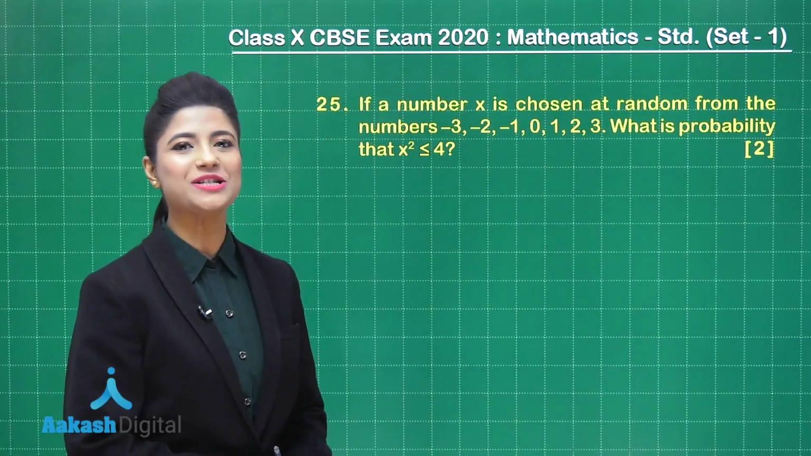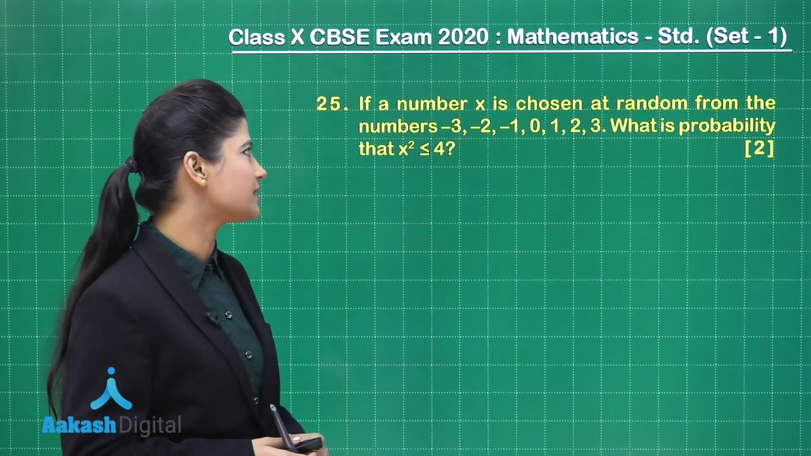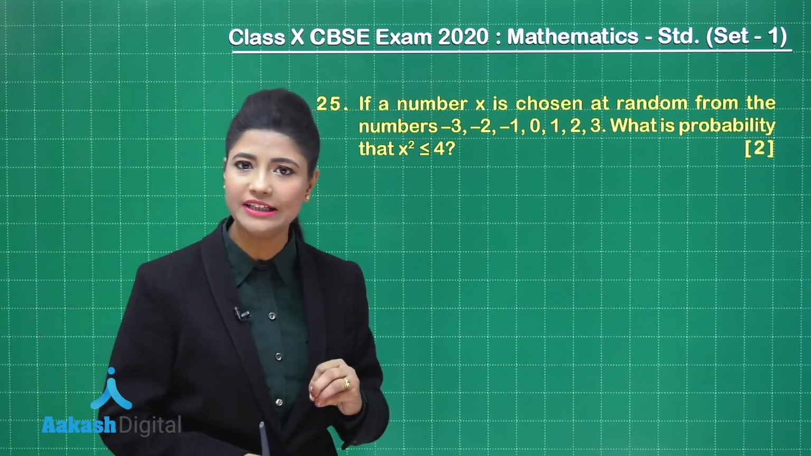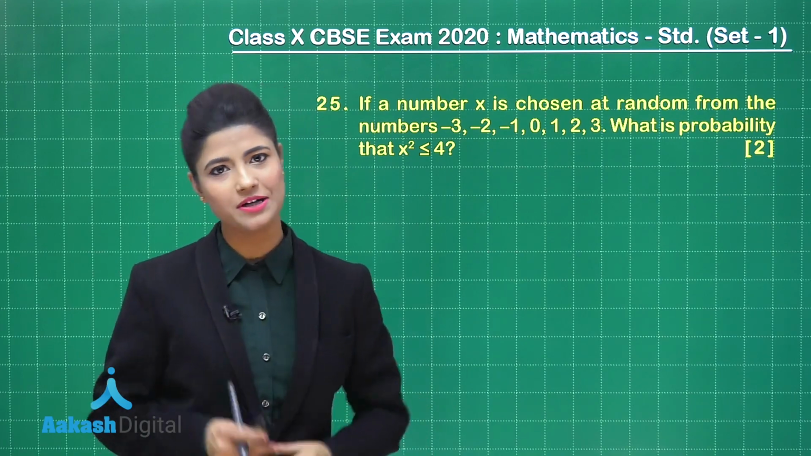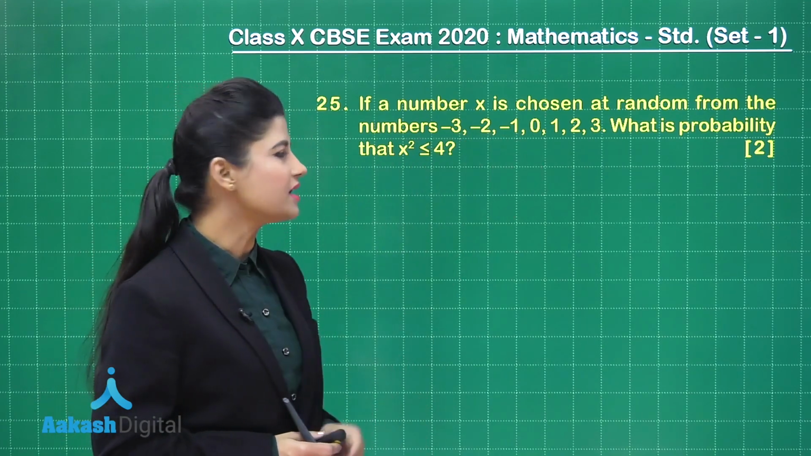Now let's proceed to question number 25. This question states, if a number x is chosen at random from these given numbers, what is the probability that x square will be less than or equal to 4? In this question, these 7 numbers are given to you.